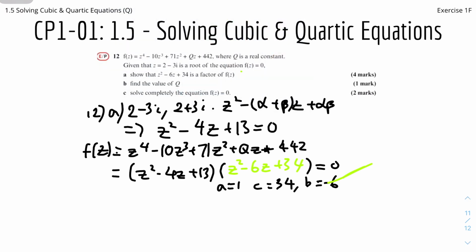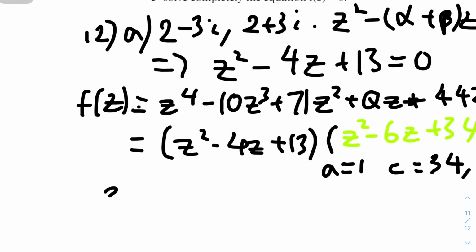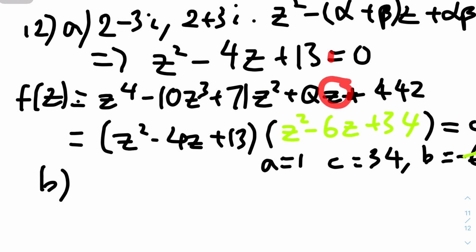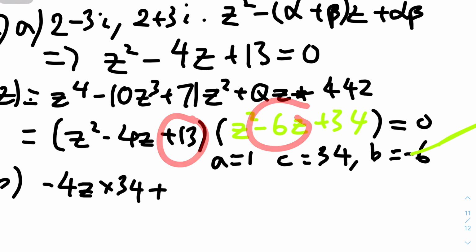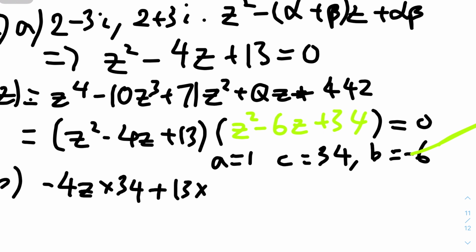And for part b, find the value of q. So the value of q is basically the coefficient of z, right? Therefore, we can find ways to get z with this equation right here. So the first way to get z is to multiply minus 4z times 34. So we have minus 4z times 34. Plus, the other way to make z is to do 13 times minus 6z. That will equal qz, right?